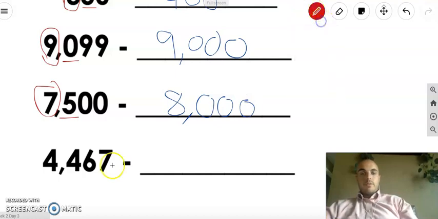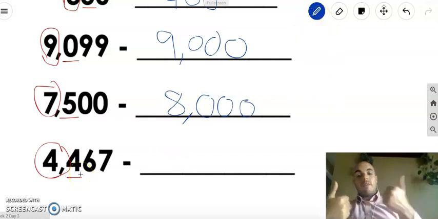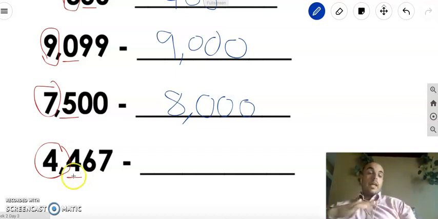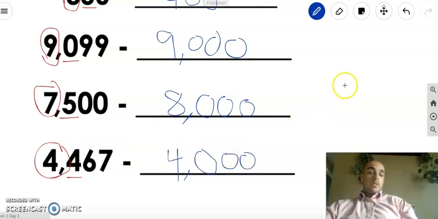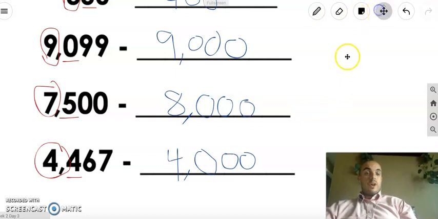Let's look at our next example. 4,467. I'm going to circle my thousands place, look next door. So next door I have a 4. And is that 4 or less or 5 or more? It's 4 or less. So I'm going to let this thousands place rest. And it stays a 4. I have 3 numbers after it. They all become zeros. So that's very much just the process you have to follow.